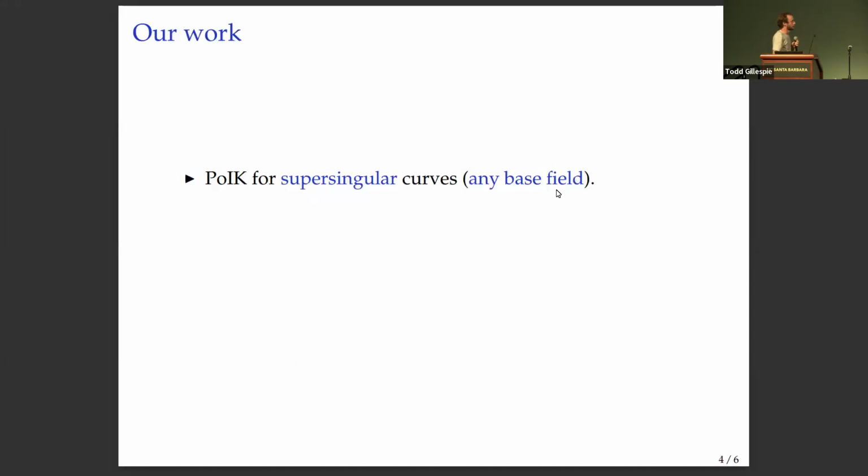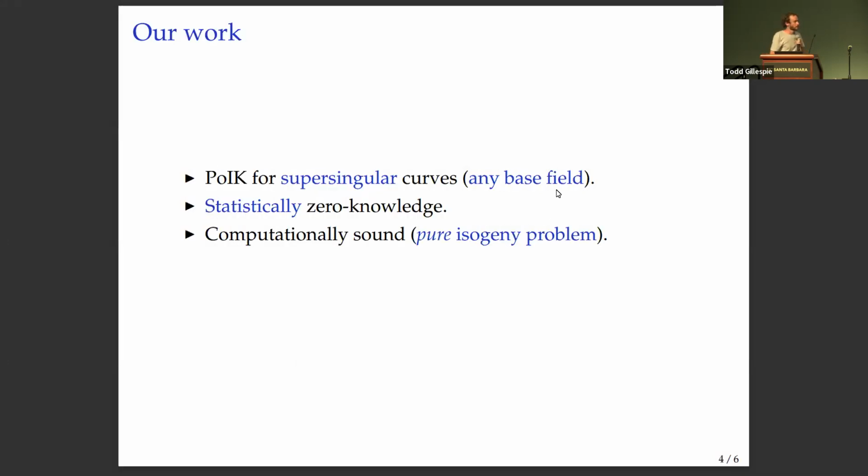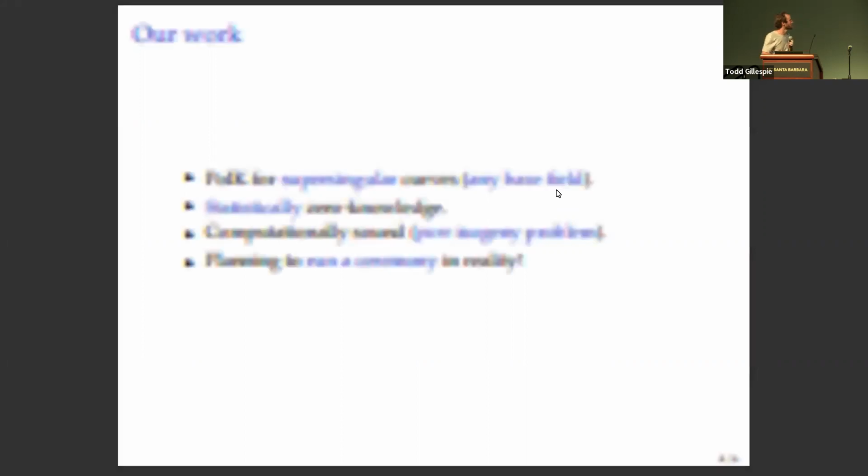So what you need here is a proof of isogeny knowledge, a proof that between two publicly known elliptic curves, you know a secret isogeny. What we have is a proof of isogeny knowledge for supersingular elliptic curves over pretty much any base field. It's statistically zero knowledge, which relies on some very non-obvious properties of isogeny graphs. So there's a lot of deep math in here. It's computationally sound, assuming nothing but the pure isogeny problem. So if you're still thinking about SIKE, it's not the SIKE problem. So this is still possibly secure as far as we know.